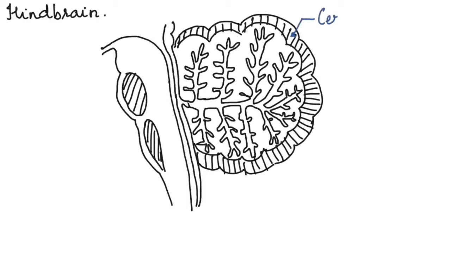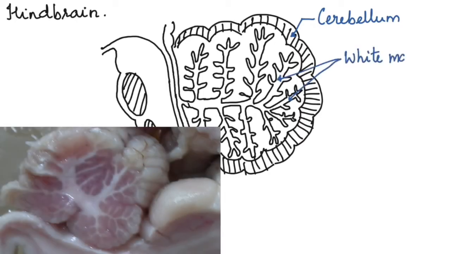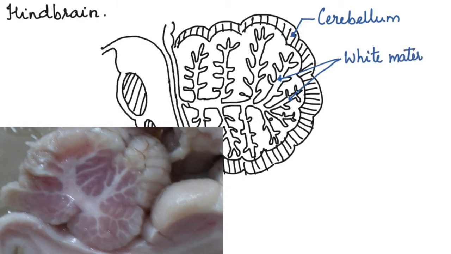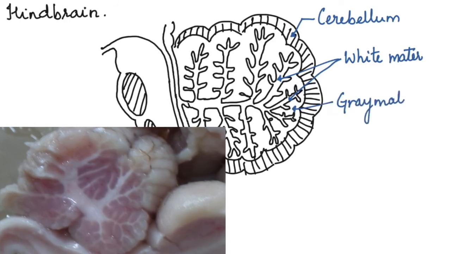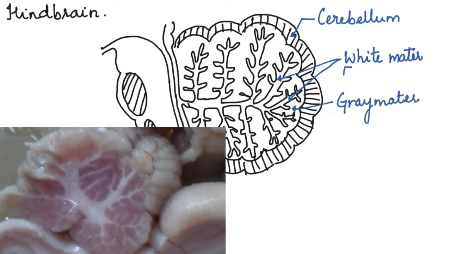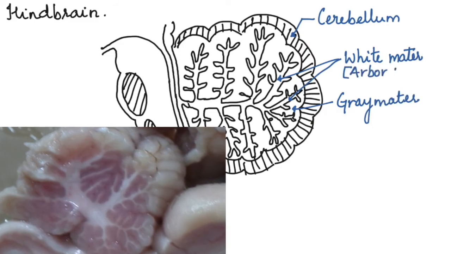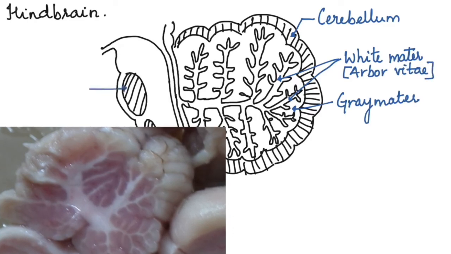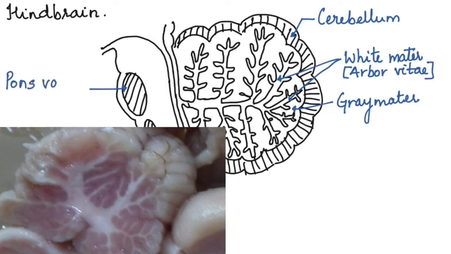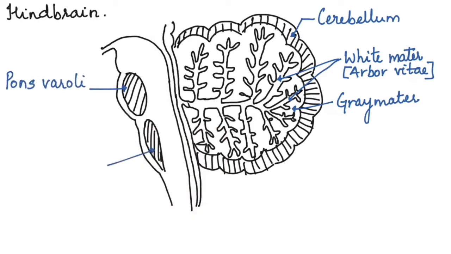So this is the cerebellum, and inside the cerebellum we can see the gray matter and the white matter. So like I said, the white matter appears to be like a tree-like structure. So this is the white matter which is present inside the gray matter. As we know, the gray matter consists of the cytons and the unmyelinated axons, whereas the white matter consists of myelinated axons. So here the white matter, since it looks like a tree kind of a structure, it's called arbor vitae or the tree of life.